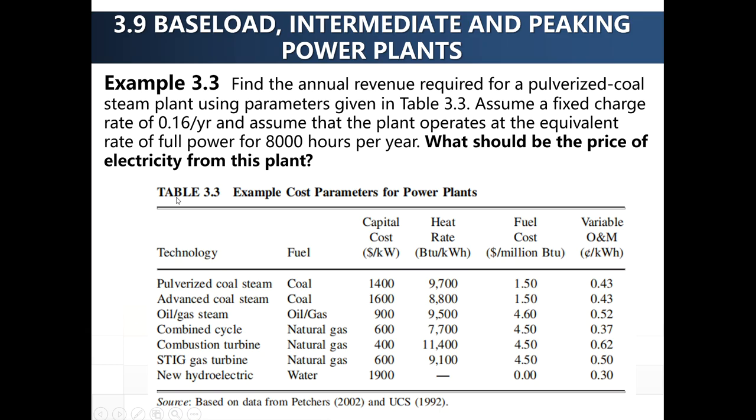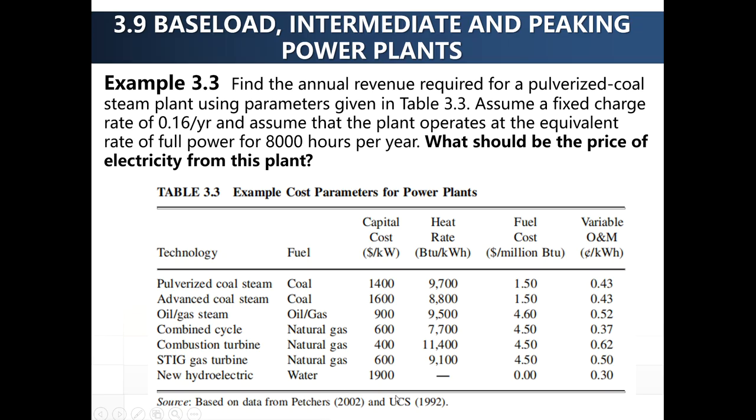But this table also shows the capital cost, heat rate, fuel cost, and the variable operation and maintenance cost for other types of power plants. We can see that the hydroelectric power plant has the highest capital cost, because building a hydroelectric power plant requires spending a significant amount of money on building the dams.